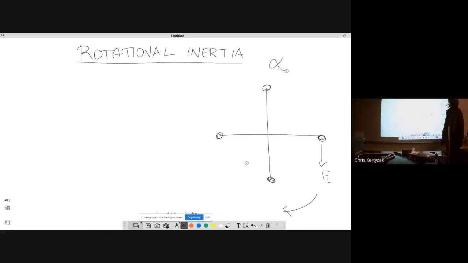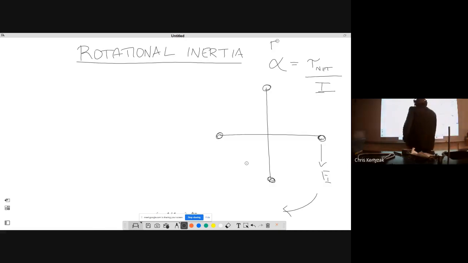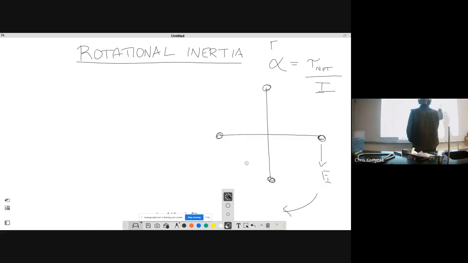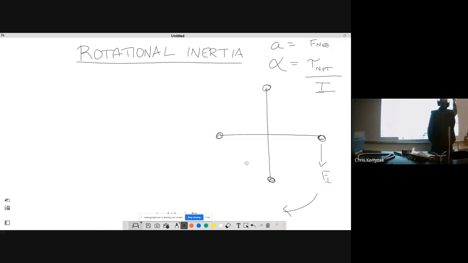And again, alpha is the angular acceleration. That's how quickly it gains rotational speed. It depends on how much torque there is, net torque technically, and it depends on the rotational inertia. Remembering that that's similar to this, of course, not over m.